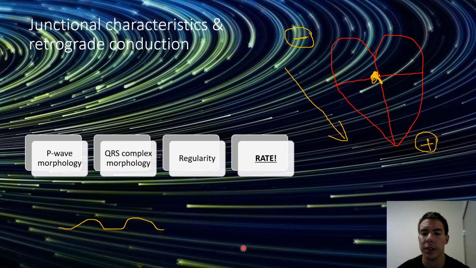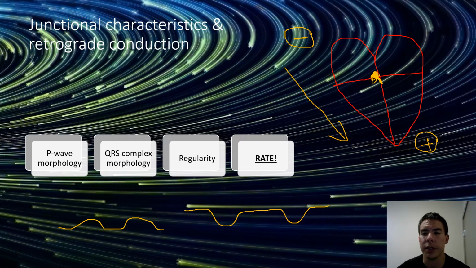So that's what causes our negative P waves, because again, with the right arm being negative and the left leg being positive, that means the impulse is going away from a positive electrode towards a negative one. So that causes a negative deflection like this.